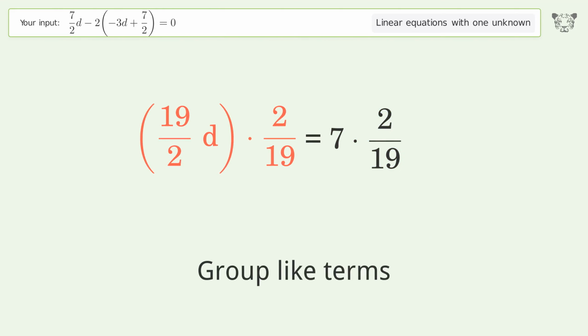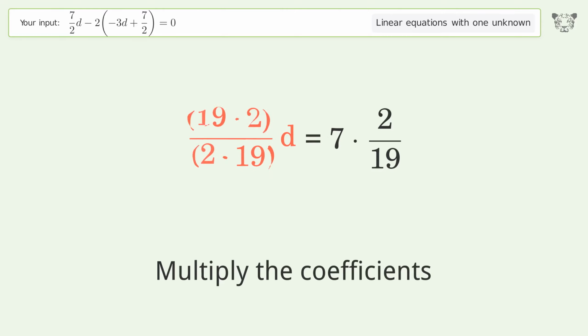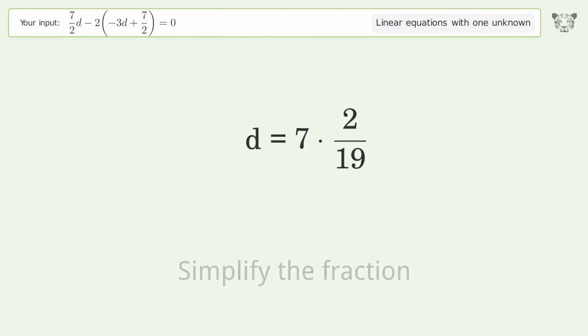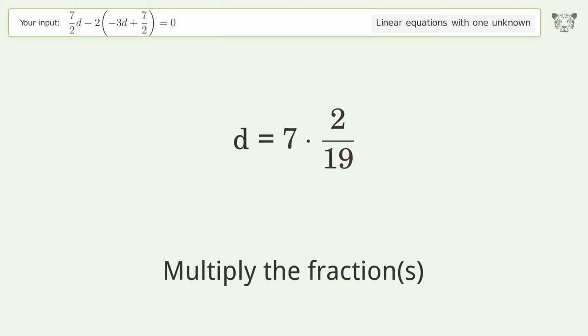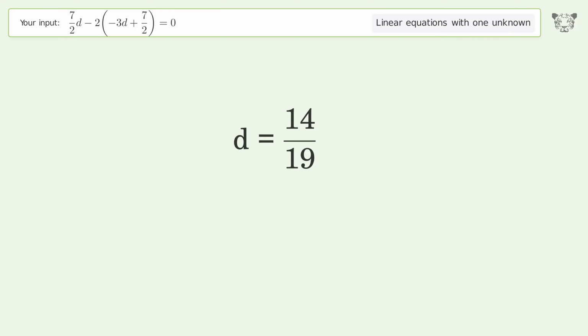Group like terms. Multiply the coefficients. Simplify the fraction. Multiply the fractions. Simplify the arithmetic. And so the final result is d equals 14/19.